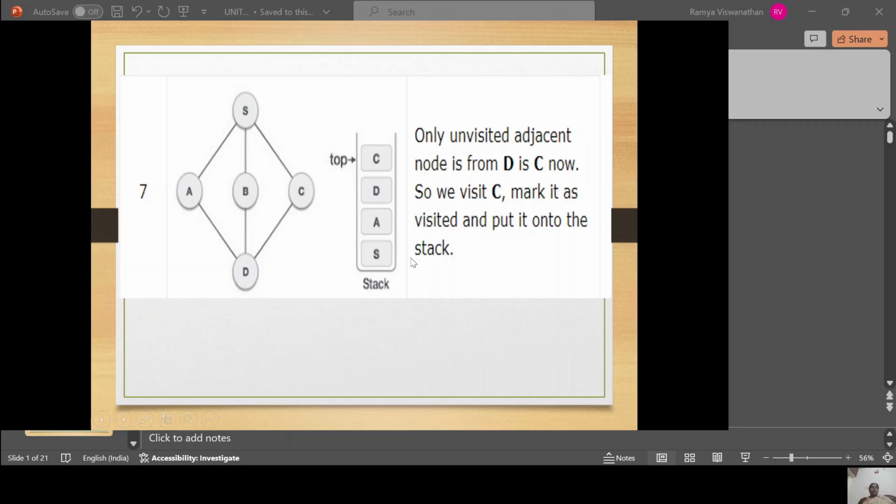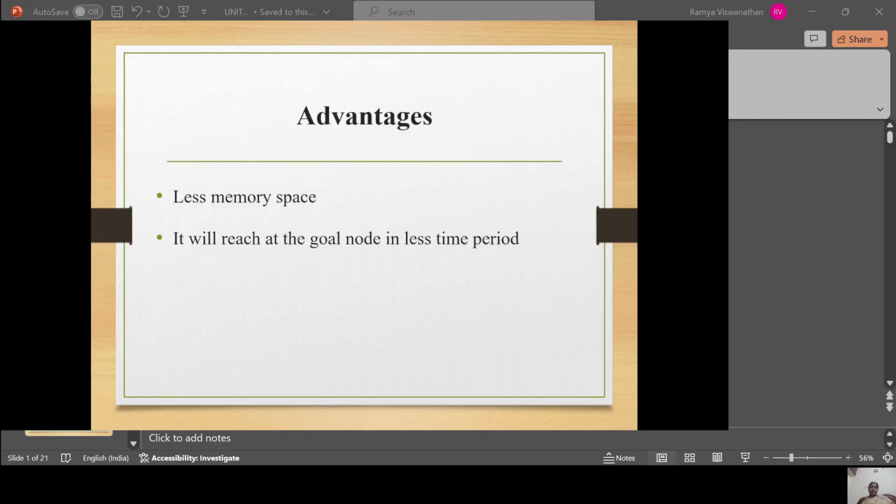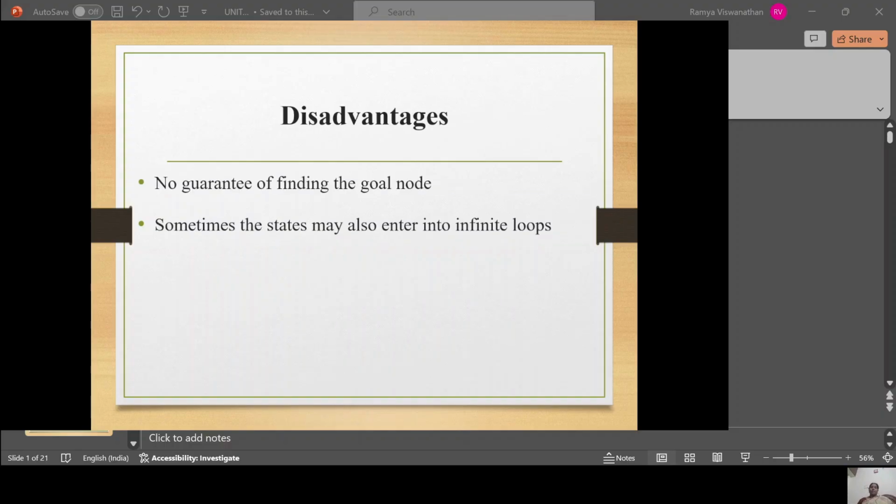So this particular algorithm holds good for DFS, depth first search. Advantages of DFS: it costs less memory space, and it will reach the goal node in less time. The time required for DFS is less as compared to BFS. Demerits: there is no guarantee of finding the goal node. Sometimes the states may also enter into infinite loops. These are all the demerits or disadvantages of the depth first search strategy.